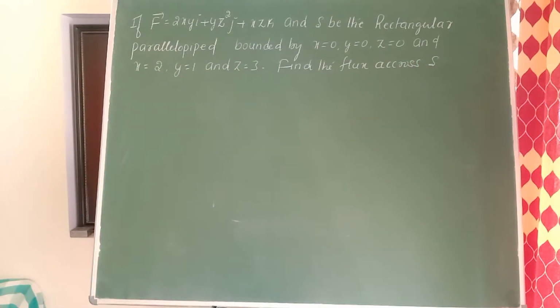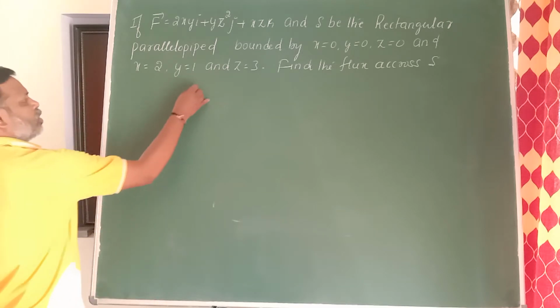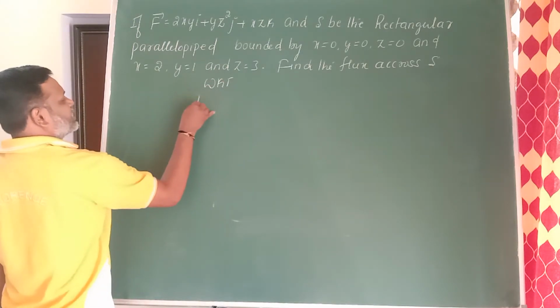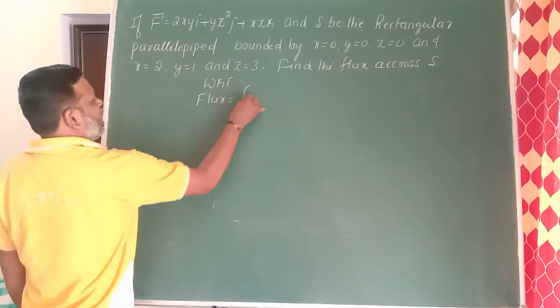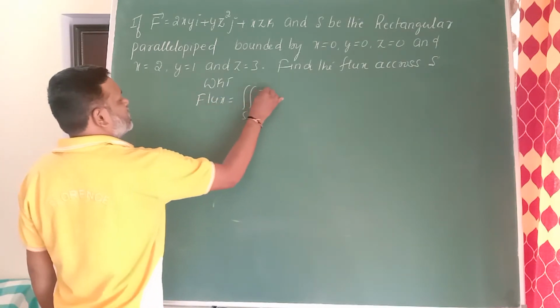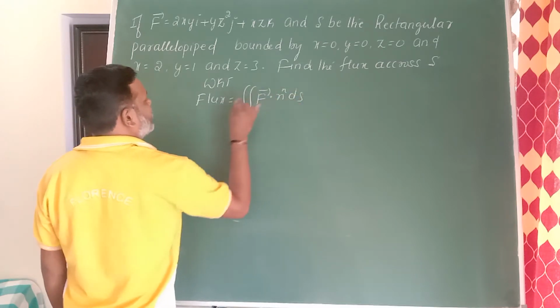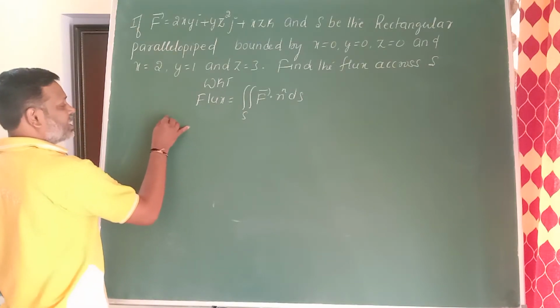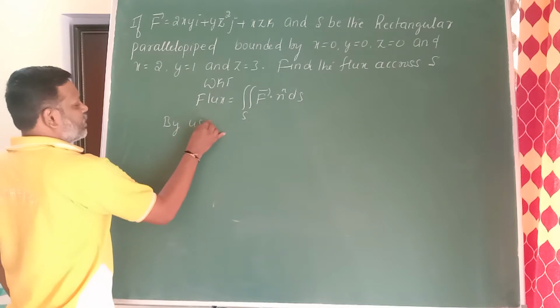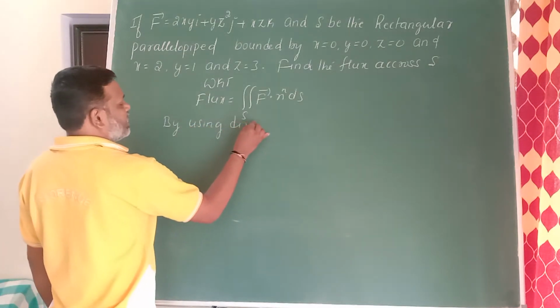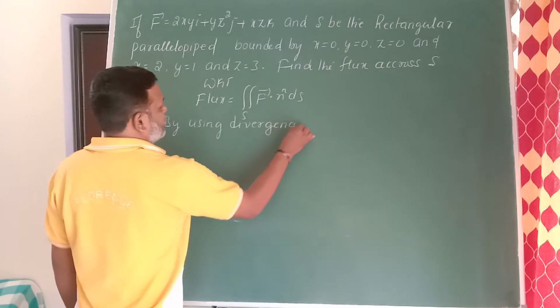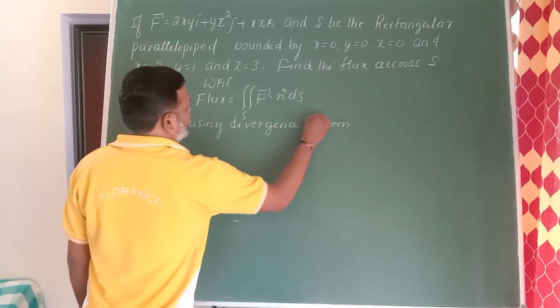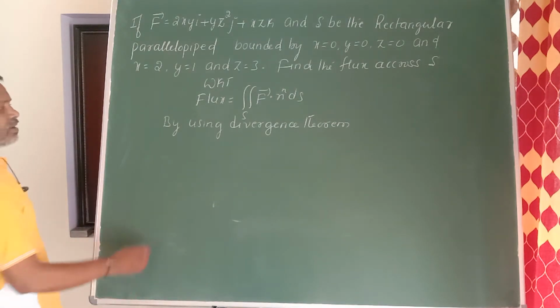So here the very important thing is we have to find out the flux. We know that flux is equal to a double integral over S F dot n cap into dS. This is the formula to calculate the flux. But when they are using the word flux across surface area, we have to use the Gauss divergence theorem. By using divergence theorem, what is the formula here?